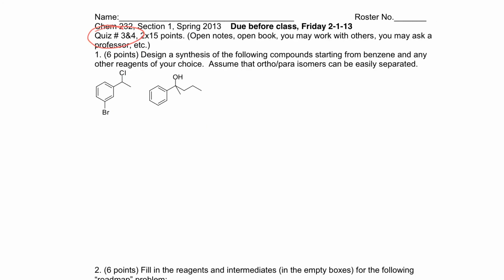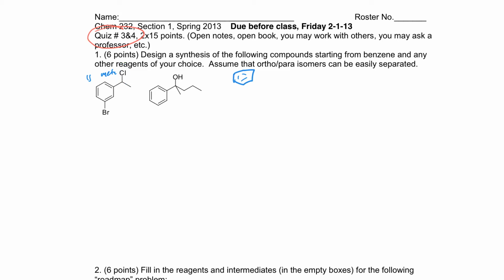We're asked to design a synthesis of these compounds, starting from benzene and any other reagents we want. So we should look at the first compound here. We observe a meta relationship between the 2 substituents. And we also have this weird chloro sticking on there. I'm not sure I know any way to put on the 2-carbon plus the chlorine substituent all at once. So we may need to modify the substituent after we add it to the benzene ring. So we need to keep that in mind.